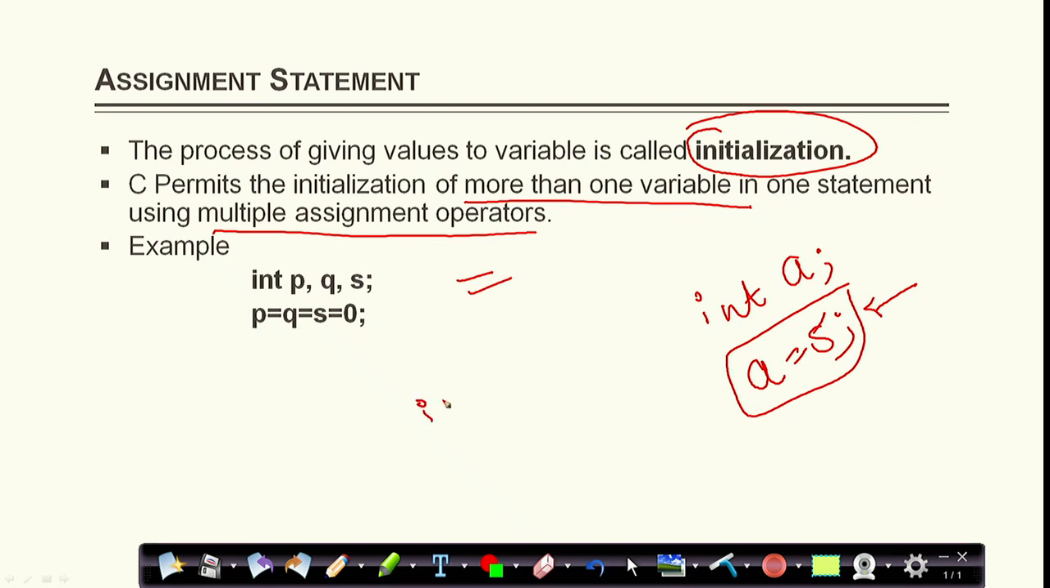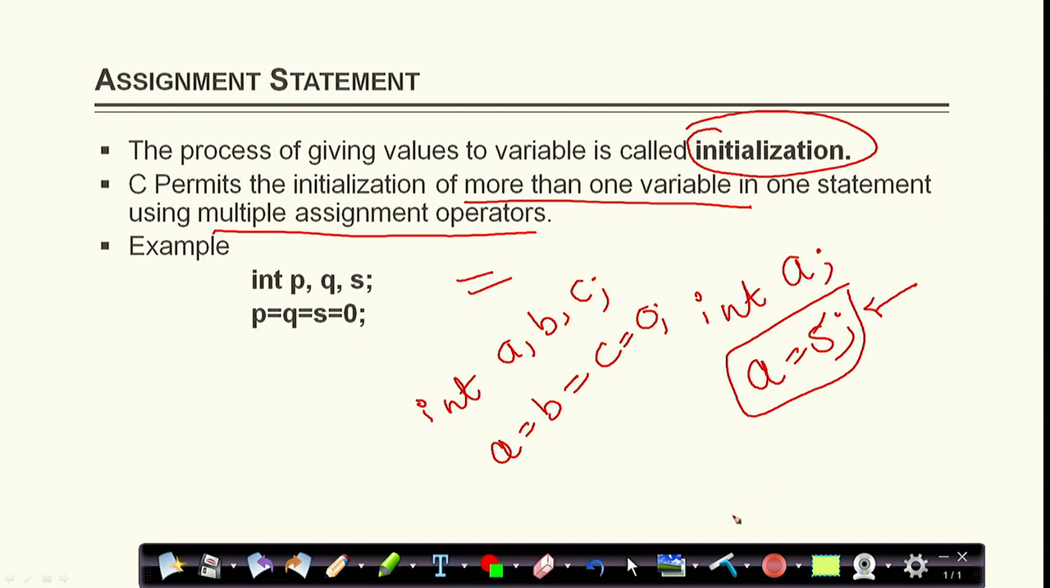Like this: if you have three variables a, b and c, and you want to assign 0 to all three variables, you can write: a is equal to b is equal to c is equal to 0. What it will do is assign 0 to all three variables. So this is all about the assignment operator, or assigning a value to a variable.